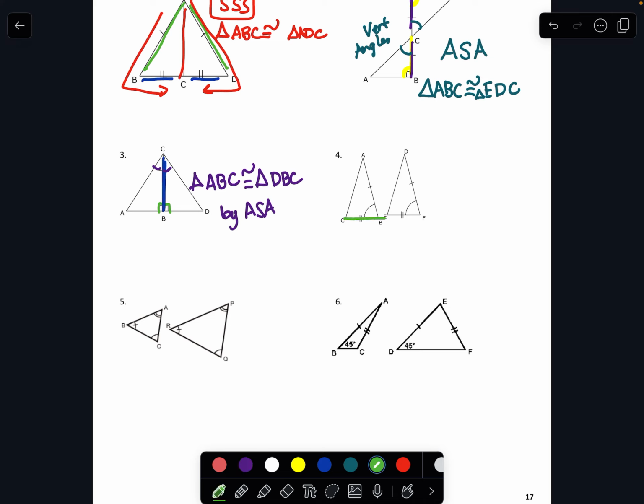Next one, we've got a side, included angle, and another side. So these two are congruent by side, angle, side.